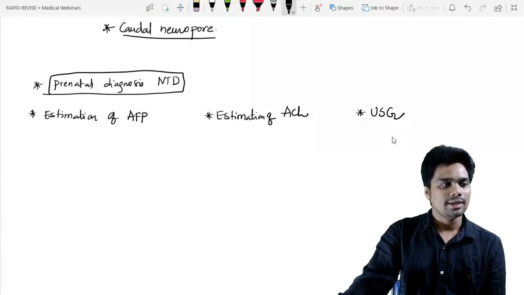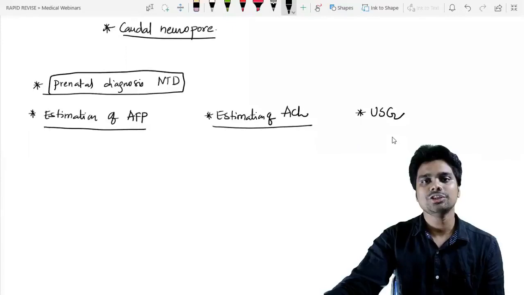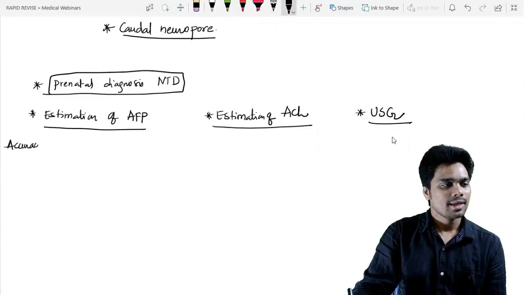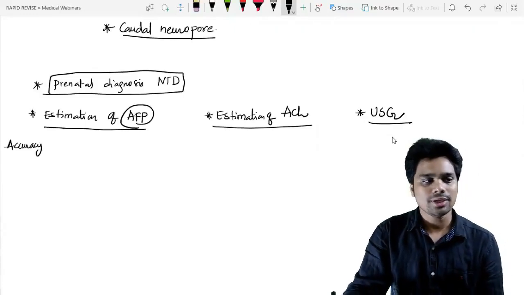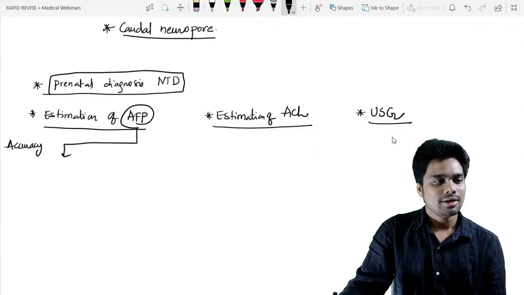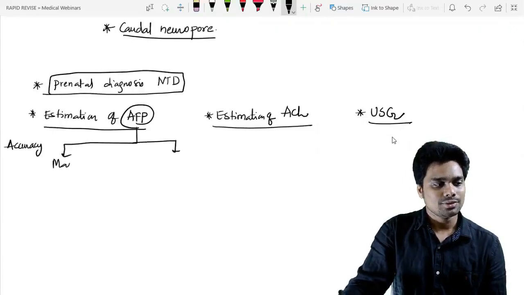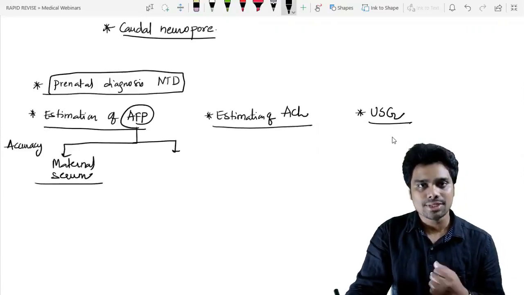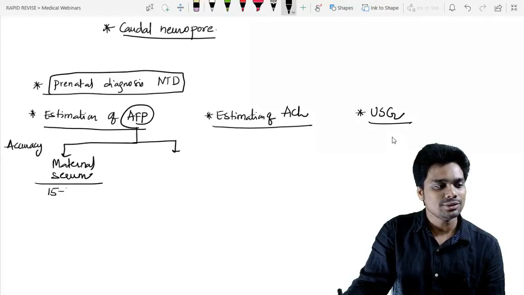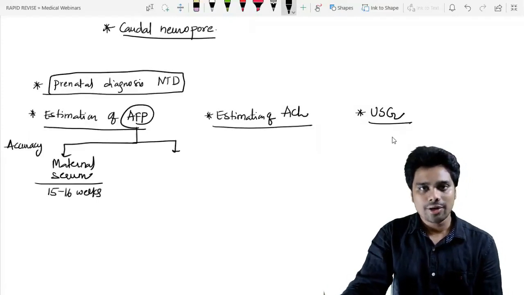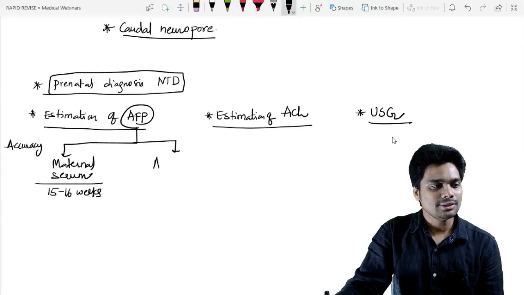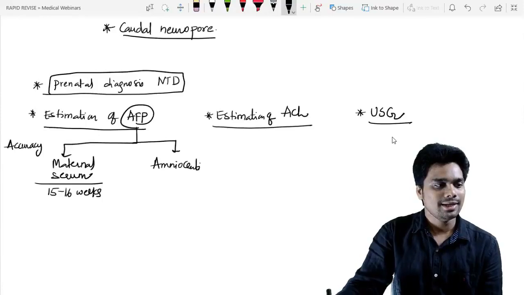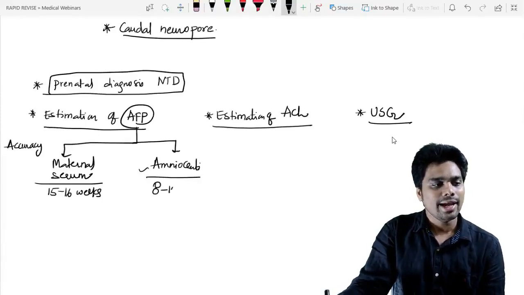Which is more accurate? Let us first write down the accuracy and which is most specific. When it comes to accuracy, the alpha fetoprotein estimation can be done in two ways. One is from the maternal serum. So we have two samples. The maternal serum sample is usually taken during the 15th to 16th week of the intrauterine period, whereas the other sample is by amniocentesis, where the amniotic fluid of the baby is taken, and this sample is usually taken between 8 to 10 weeks.